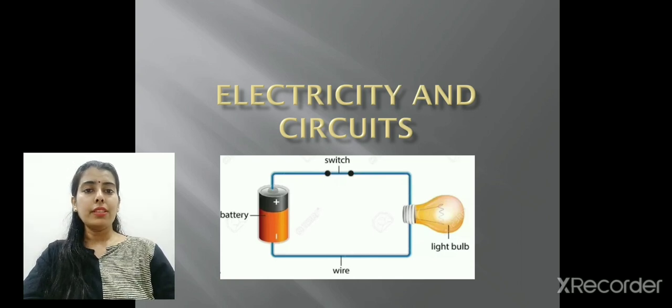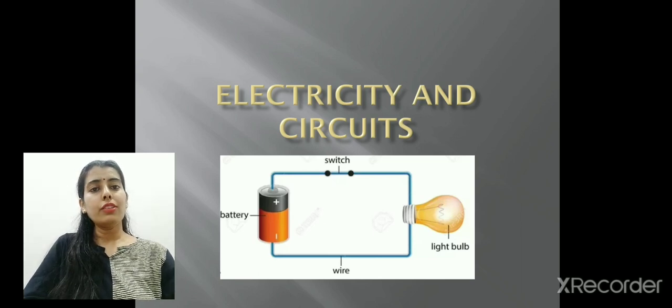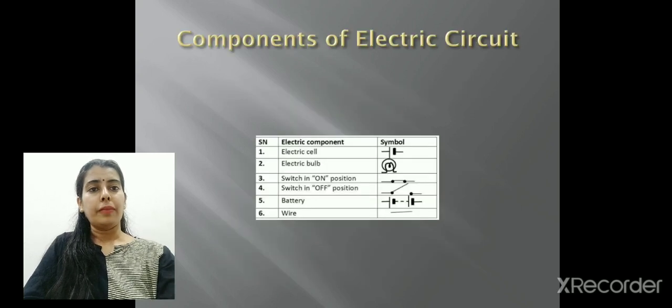So what are all these called? These are all called elements of a circuit or components of an electric circuit. These are all essential things which we require if we want to make a circuit. If I want to glow my bulb, all these components or elements are essential.